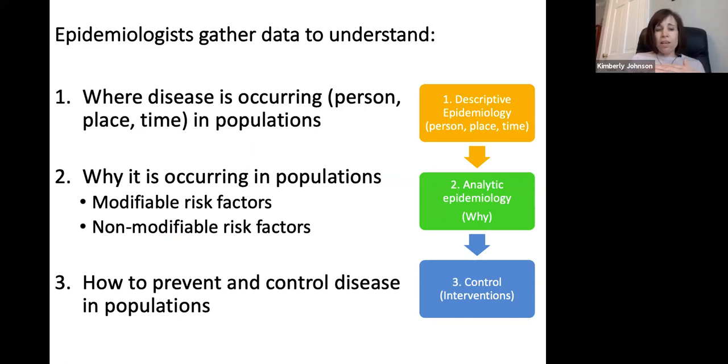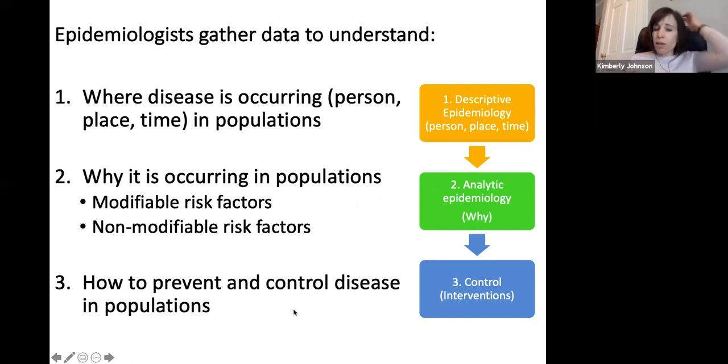And then the second thing is that we aim to understand why it is occurring in populations. So after we do the descriptive epidemiology, we can start to see patterns and ask questions and formulate hypotheses to determine why it is occurring in some populations more than another. And so we look for both modifiable risk factors and non-modifiable risk factors. So modifiable risk factors are things like physical activity, weight, whereas non-modifiable risk factors are things like genetics. And we break this down into analytic epidemiology. So when we're asking why, that is part of our analytic epidemiology studies.